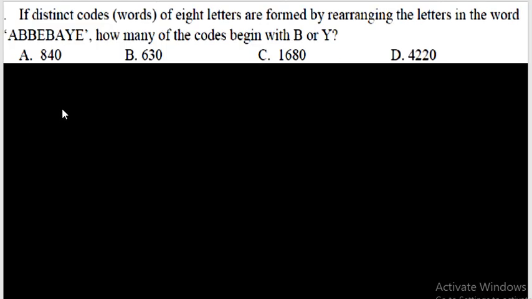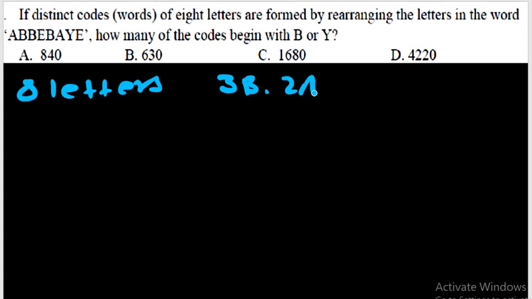If distinct codes or words of 8 letters are formed by rearranging the letters in the word Ababaye, how many of the codes begin with B or Y? Here we have 8 letters, and the repeated ones are 3 B's, 2 A's, and 2 E's. If the word starts with B, the total arrangement will be 7 factorial.